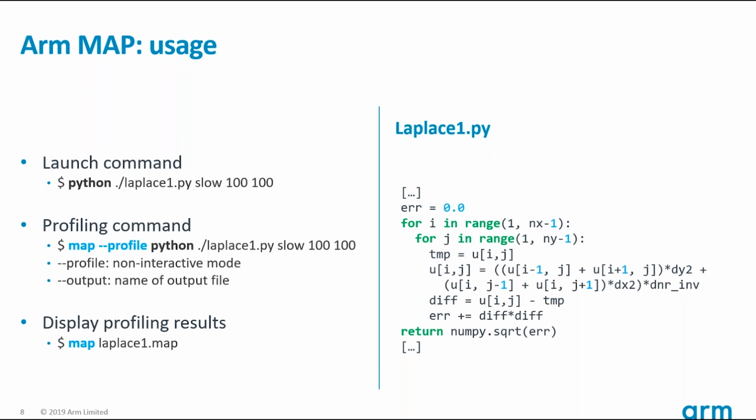The --profile argument that you can see enables running the profiler in non-interactive mode. This means that the profiler runs in the background and outputs a .map file that corresponds to the profiling results. Other arguments can be used, for example, if you want to specify the profiling output file name. Once the .map file is generated, it can be opened in the GUI with a map command followed by the output file name.